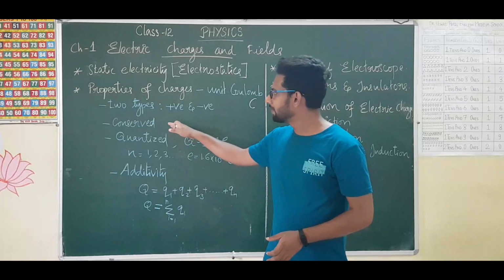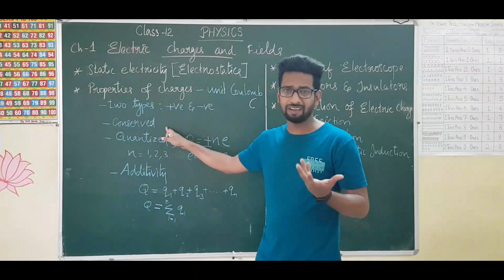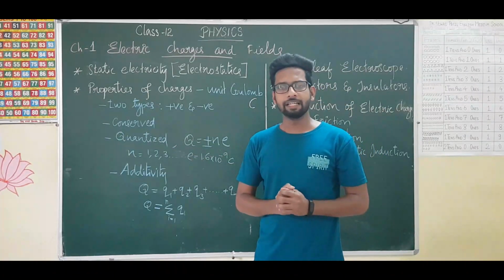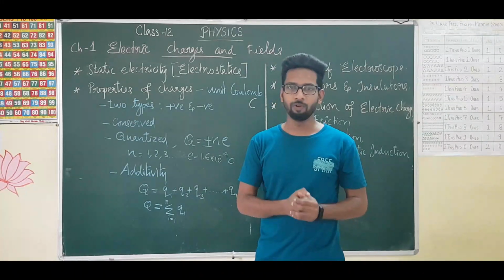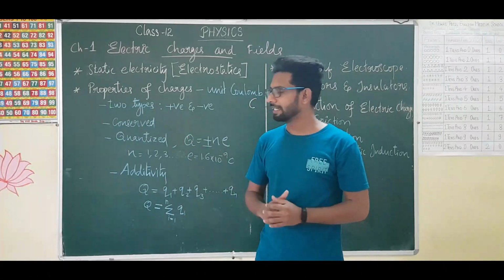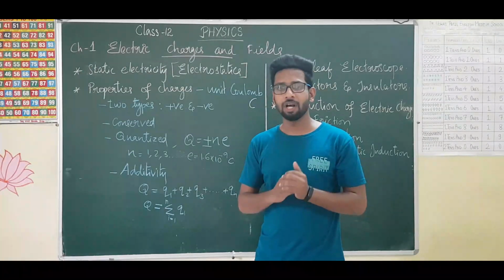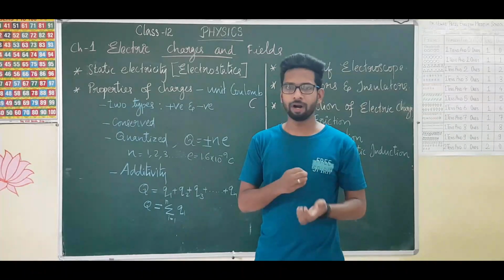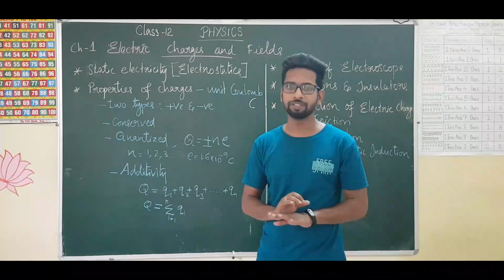The second property is that charge is conserved. That is, the total charge on a body is conserved. We have studied the conservation of energy. How can we define this property? The charge can neither be created nor be destroyed. It can only be transferred from one body to another. That's the meaning of the second property. What do you mean by charge is conserved? Charges can neither be created nor be destroyed, but they can be transferred from one body to another.